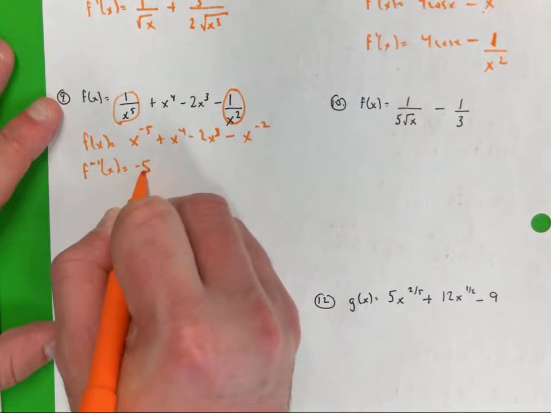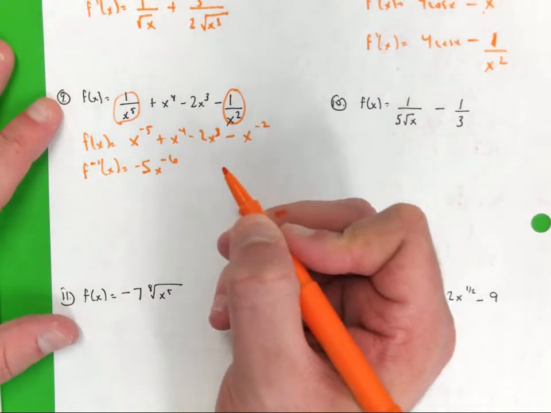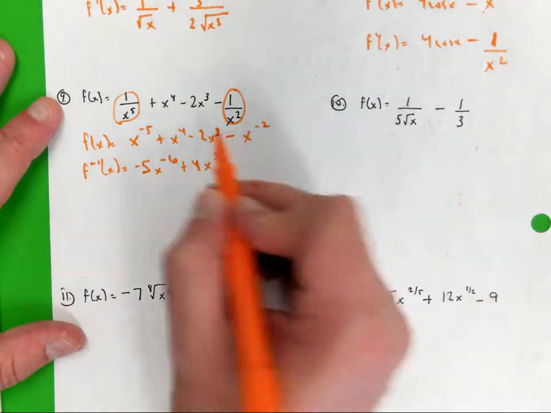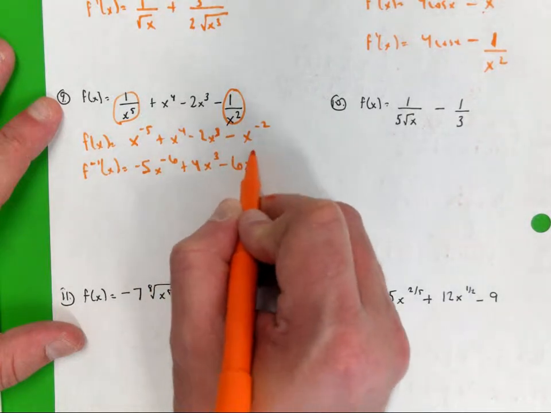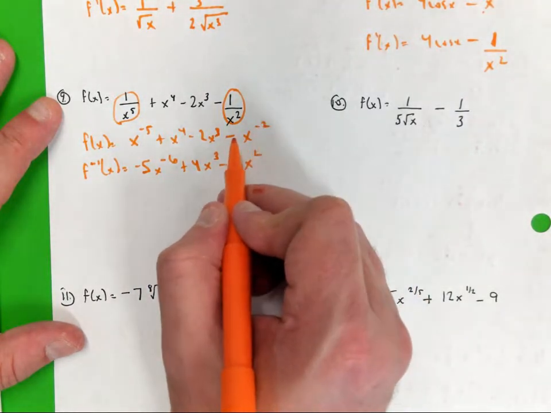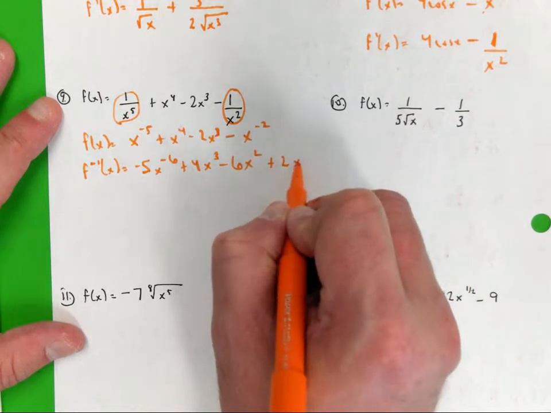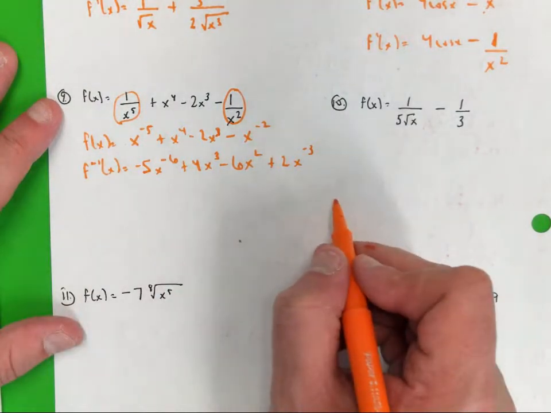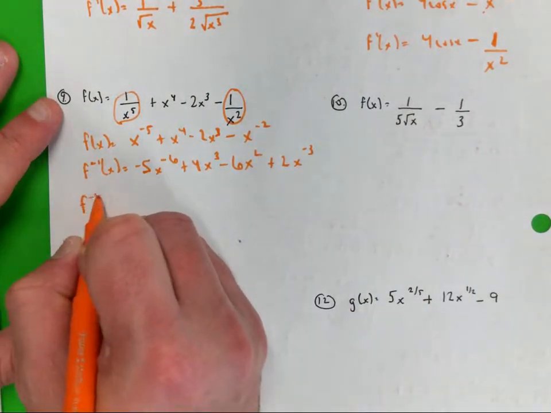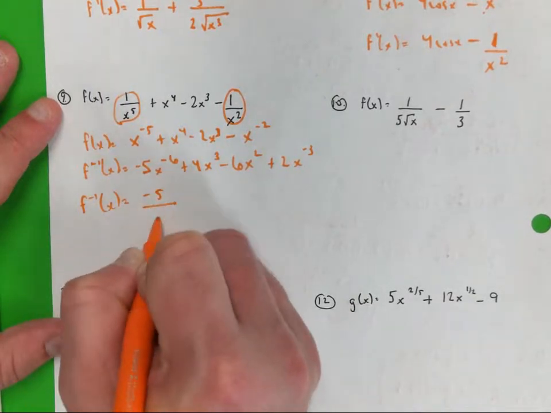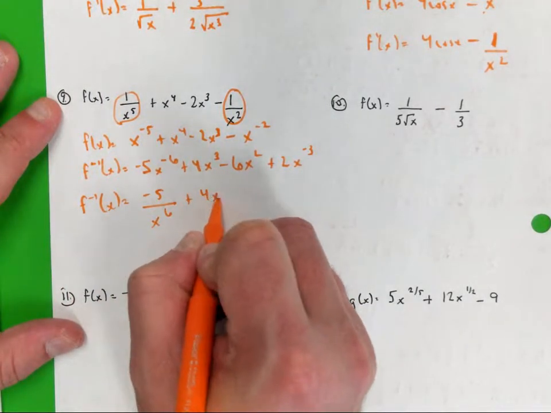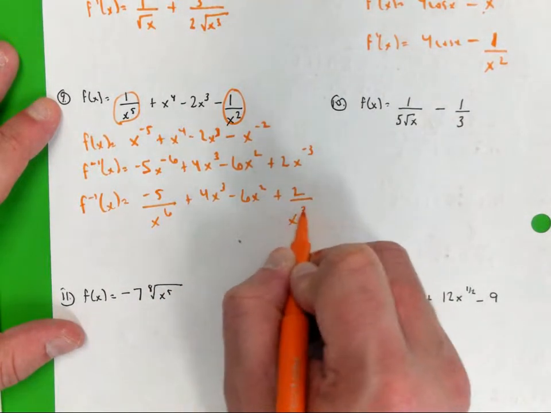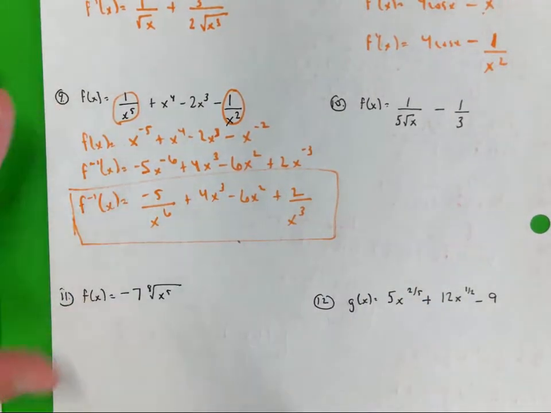Negative 5 times 1 is negative 5. Take 1 off that. That's negative x to the negative 6. 4 times 1 is 4. X cubed. 3 times negative 2 is negative 6, x squared. Negative 2 times negative 1 is positive 2, x to the negative 3. I found my derivative, but I want to clean up the negative exponent, so here we go. Negative 5 over x to the 6 plus 4x cubed minus 6x squared plus 2 over x cubed. And that's my answer.